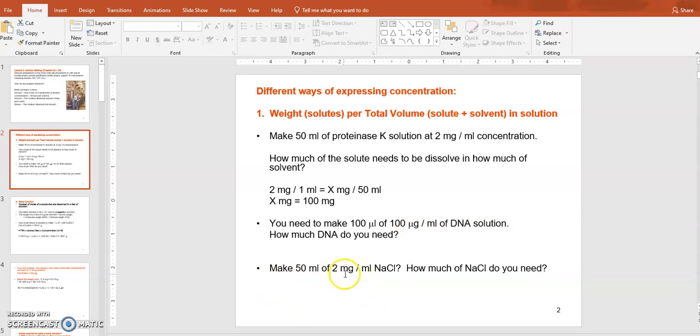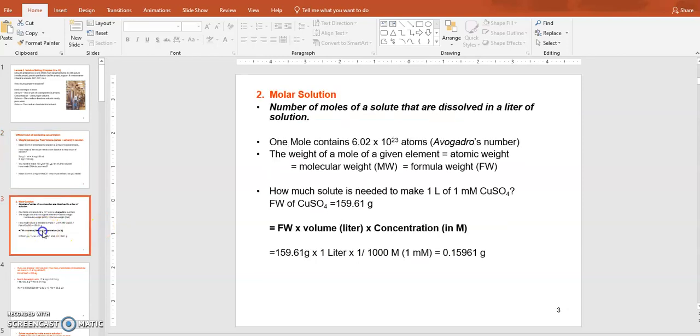The concentration is 2 milligram per mil of sodium chloride, but you need to make 50 mil. So how much of the sodium chloride you need? Of course you need 50 times, which is 100 milligram. So you need to dissolve that in, again, less than 50 mils, so about 45 mil, and mix them up. Once it's completely dissolved, do the final volume check. Straightforward, right? And the second type of solution you need to make is called molar solution.